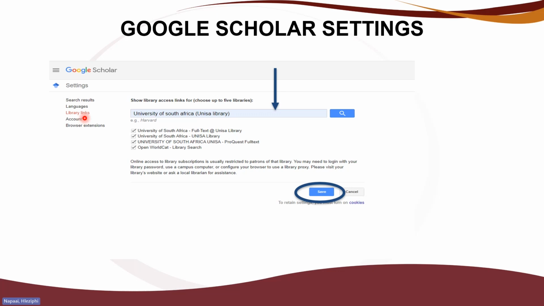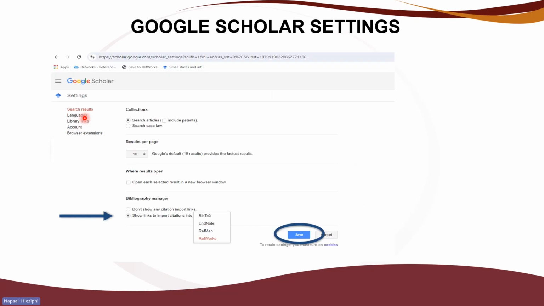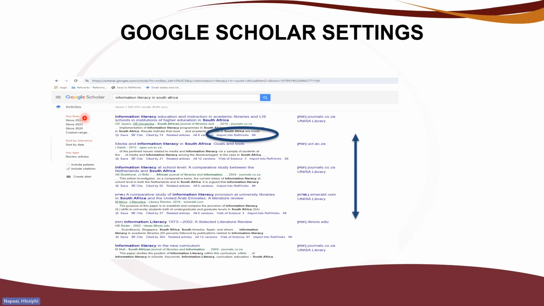Because sometimes if you don't do these settings, you get articles that you want to use, but you don't have a link to the library acquisition. When you do your settings, it will show you that this particular article is available in PDF, and that you have access as a UNISA student. So once you've done your Google Scholar settings for RefWorks, you must also do your library settings so that you can import these into your RefWorks account with all the PDFs attached to them.